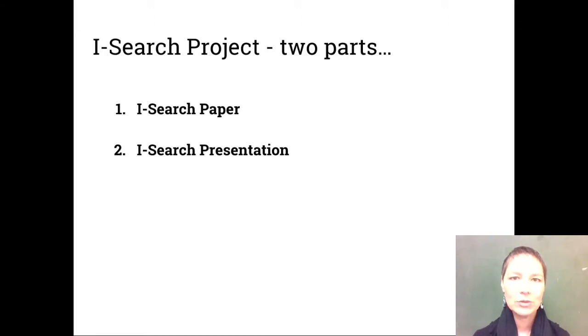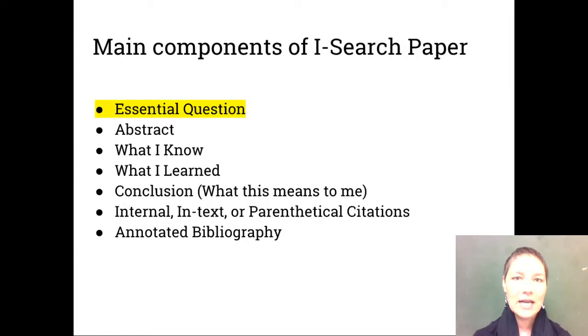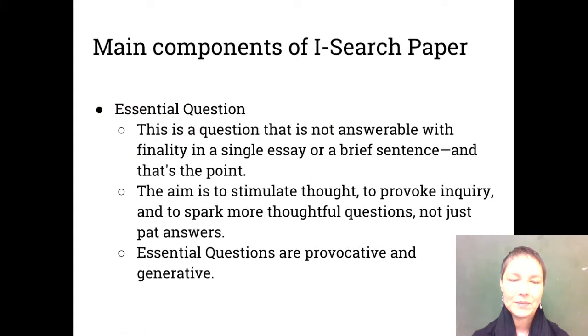All right, so the iSearch project is two parts, the iSearch paper and the iSearch presentation, which we'll go into more depth now. First, the iSearch paper. Here are the main components of the iSearch paper: the essential question, abstract, what I know, what I learned, the conclusion, in-text citations, and an annotated bibliography.